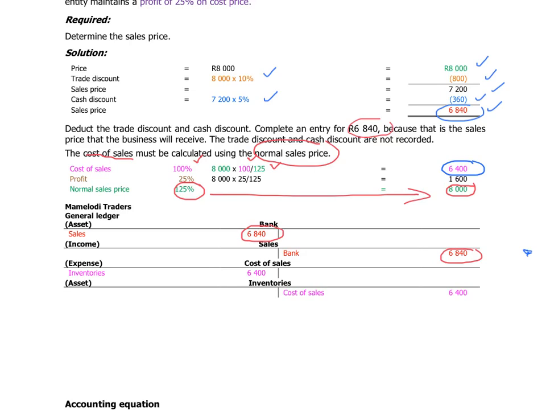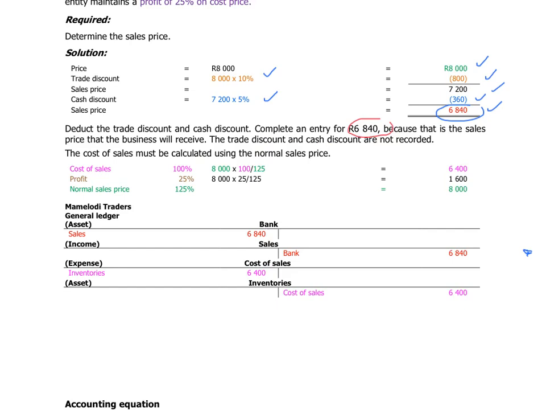I also have to do a recording now for the 6,400. Cost of sales is an expense for the business. Expenses increase on the debit side, so I will debit my cost of sales account. Inventories is an asset. I sold goods, so I reduced the amount of goods, so my inventories will decrease on the credit side.